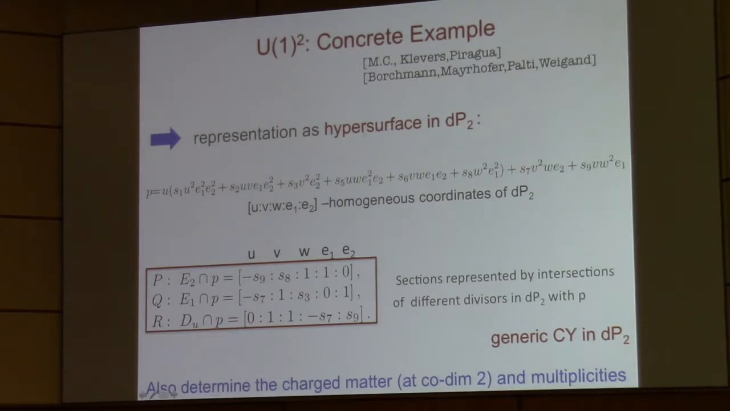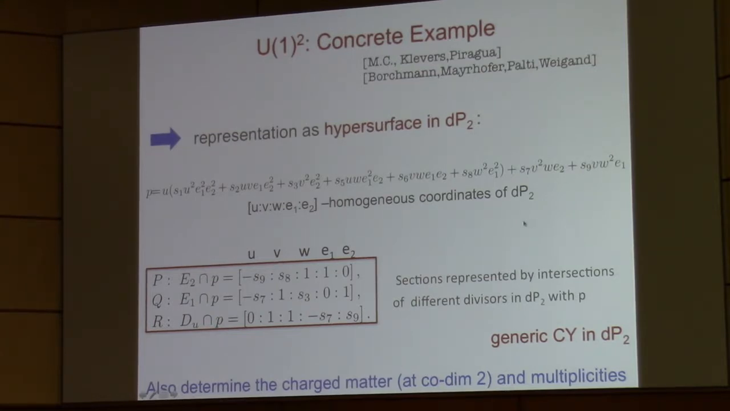A Calabi-Yau one-fold described as the most general hypersurface in dP2. And the appearance, as I was referring to already, of the corresponding zero section and the additional 2 rational sections is represented by intersections of different divisors in dP2 with this constraint.